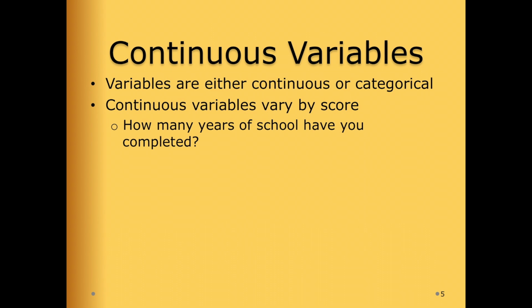Variables come in two types. They are either continuous or categorical. Continuous variables are those that result in a score. So a participant's value on a continuous variable is represented by a score or a rating. For example, we could ask participants how many years they attended school, which could result in a number from 0 to 20, for example. We could also ask, what was your income last year? Or we could ask, how many items did you get correct on the test last week? All of these variables are continuous because the value for the variable results in a score.